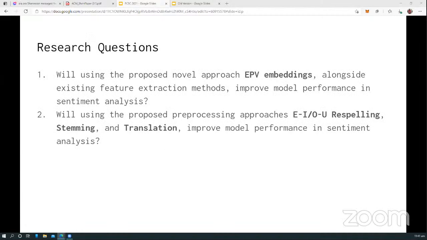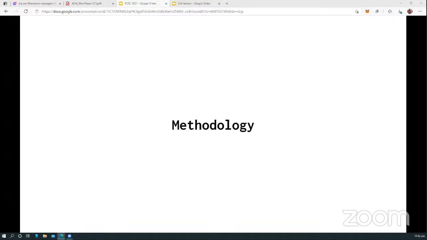So, with that said, we have these two research questions to guide us in our research. Research question number 1: will using the proposed novel approach, EPV embeddings, alongside existing feature extraction methods improve model performance in sentiment analysis? Number 2: will using the proposed pre-processing approaches called EIOU respelling, stemming, and translation improve performance in sentiment analysis? Those are the questions that guided us.